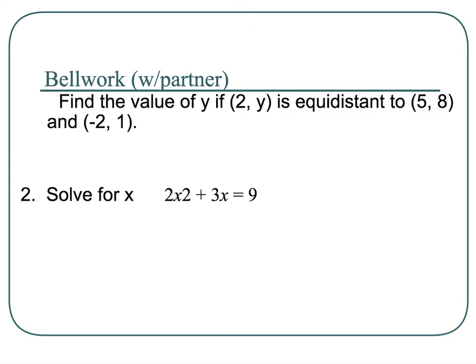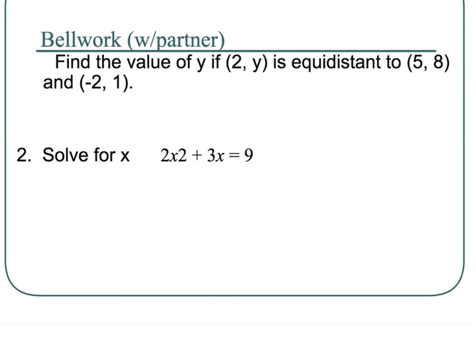All right, we got some awesome bell work once again. A little bit of algebra review. Looks like a little math typo here. This one should be 2x squared plus 3x equals 9. Okay, we'll get to that one shortly.